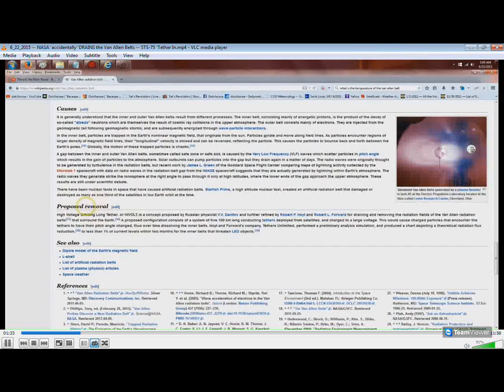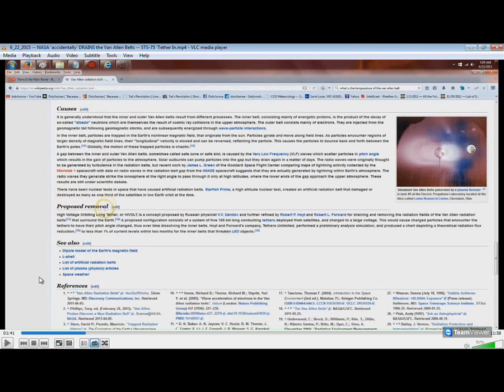Talk of a proposed removal of the Van Allen radiation belts. Remember I told you, why are they trying to remove the Van Allen belts? Because of the limitation. They have never been past it, and they can't get past it.